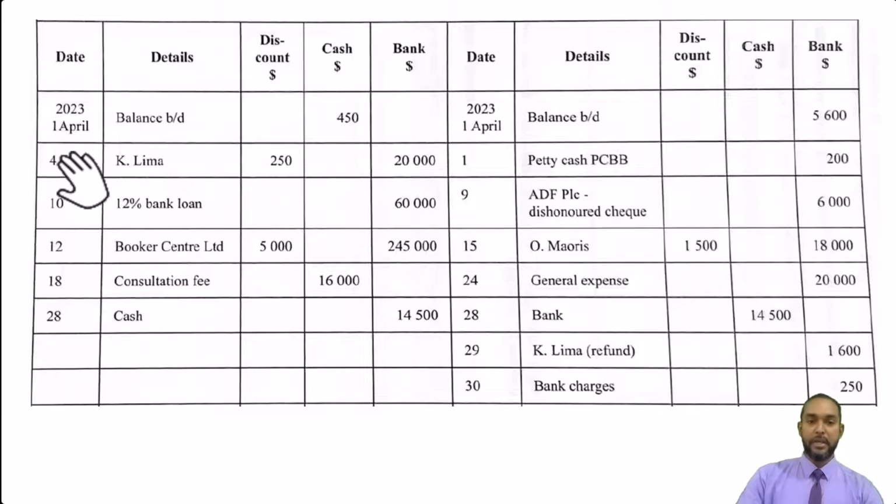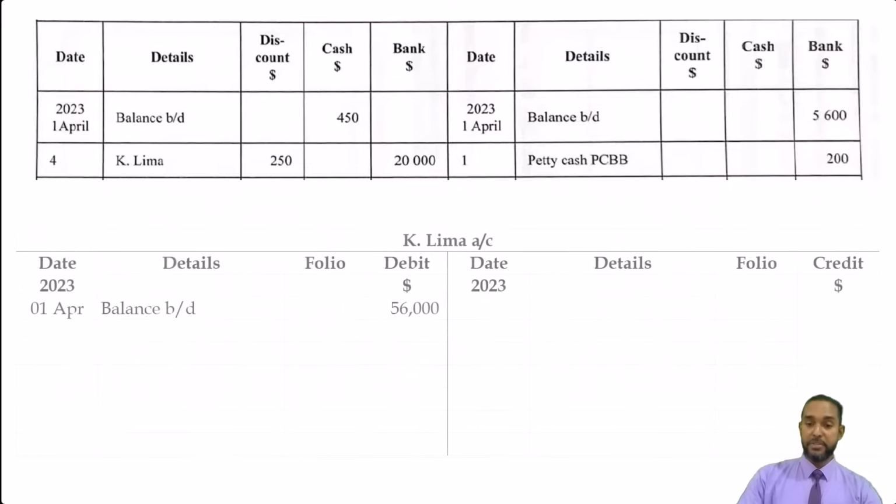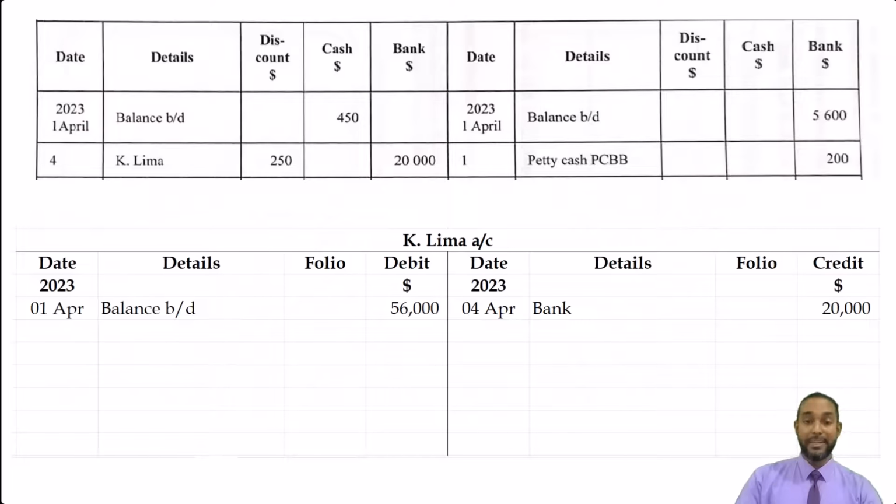So first of all, K Lima paid us on the 4th. So it's a debit in the cash book, which means it's going to be a credit in K Lima's account. So there's two credits happening here. One is the actual amount of money paid, the 20,000, and two is the discount of 250. So don't forget that, right? There were two items going on there.